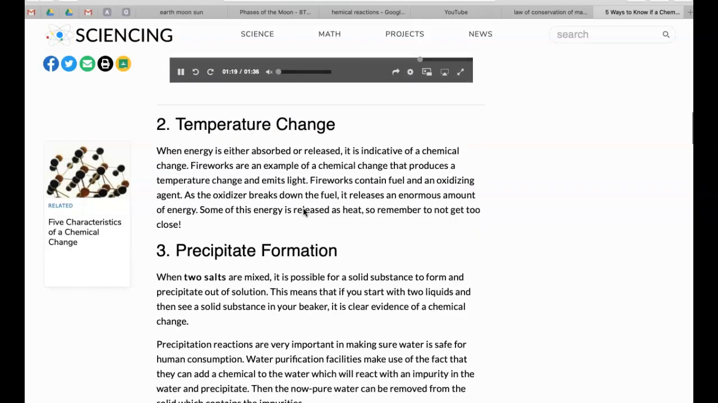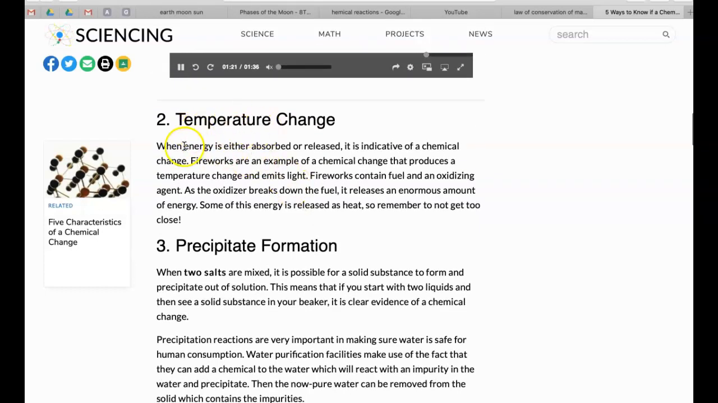Indicates a chemical change. Temperature change. So when energy is either absorbed or released, it is indicative of a chemical change. Fireworks are an example of a chemical change that produces a temperature change and emits light. Fireworks contain fuel and an oxidizing agent. As the oxidizer breaks down the fuel, it releases an enormous amount of energy. Some of this energy is released as heat, so remember not to get too close.